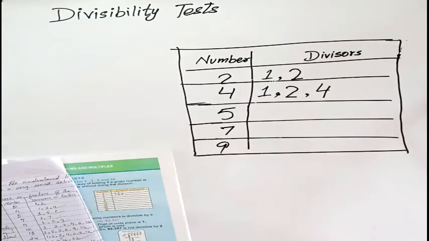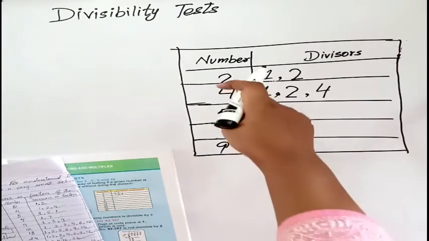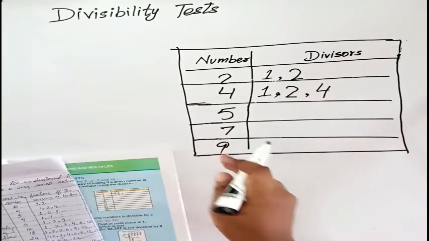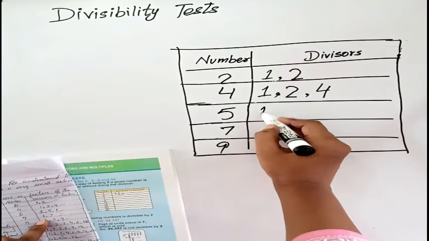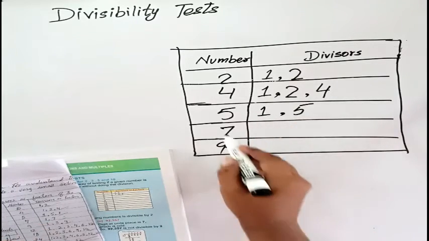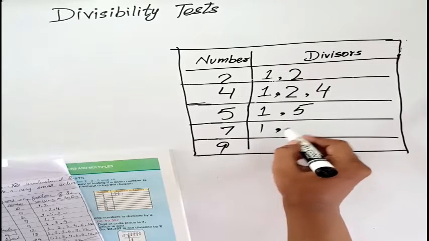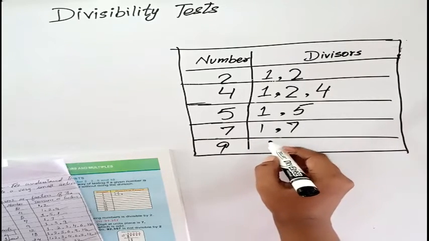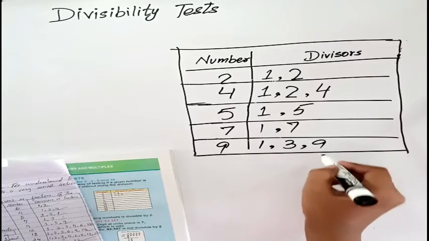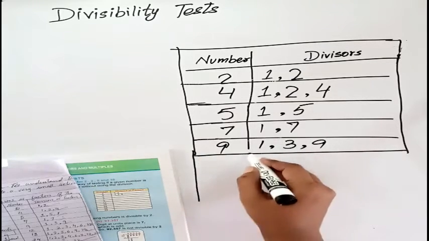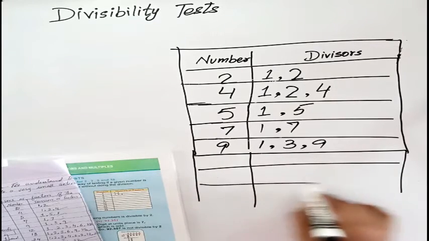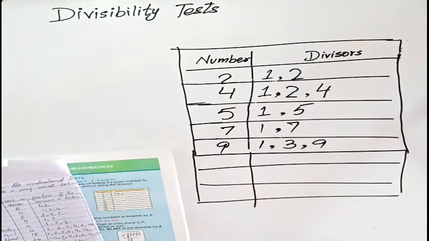Means the table in which these numbers are coming, those are the divisors of these numbers. For suppose for 5, 1 and 5; over here for 7, 1 and 7; and down for 9, 1, 3, 9; and the rest of the numbers you will do yourself. Okay, students? I hope this is understood to you.